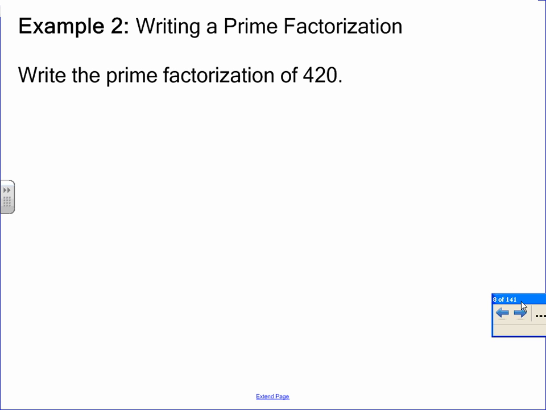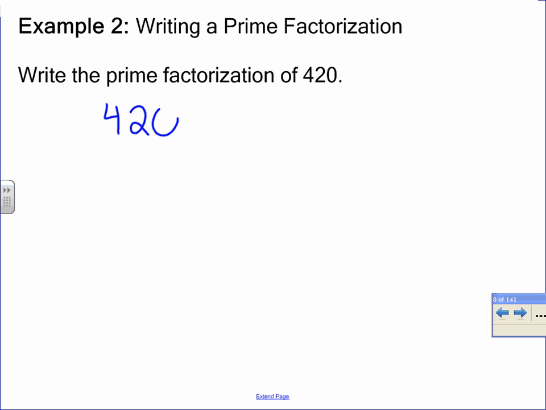Okay, so back to the notes, page 3. We're going to go to example 2. If you already did it, that's okay. All right, so now this should be pretty easy, but I just want to make sure we're all masters at this and experts. Okay, write the prime factorization of 420.